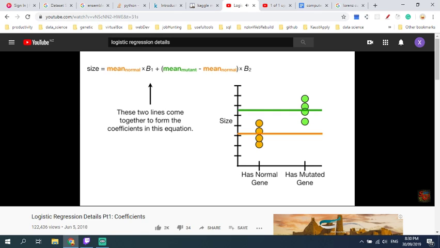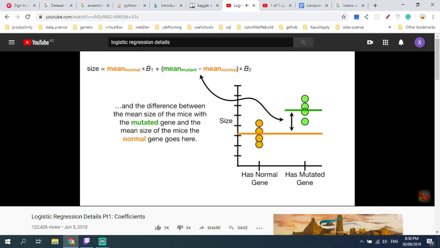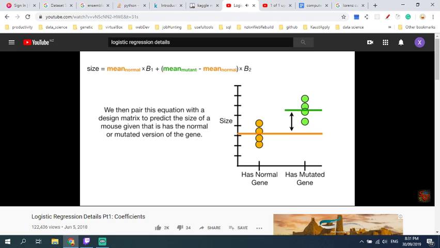These 2 lines come together to form the coefficients in this equation. The mean value for size for the mice with the normal copy of the gene goes here. And the difference between the mean size of the mice with the mutated gene and the mean size of the mice with the normal gene goes here. We then pair this equation with a design matrix to predict the size of a mouse given that it has the normal or mutated version of the gene.